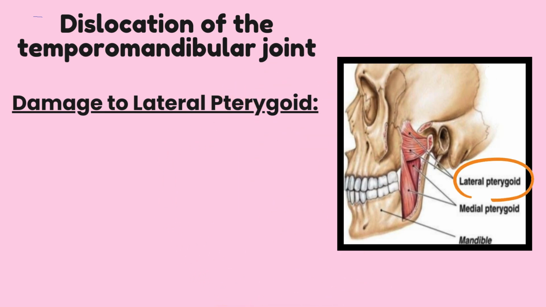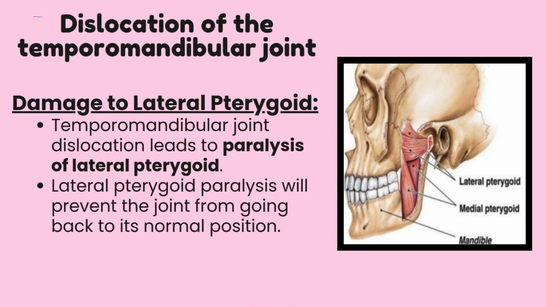This causes damage to the lateral pterygoid. Temporomandibular joint dislocation leads to paralysis of the lateral pterygoid. Lateral pterygoid paralysis will prevent the joint from going back to its normal position.